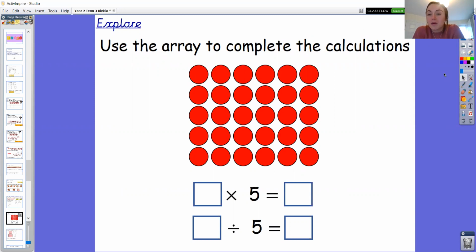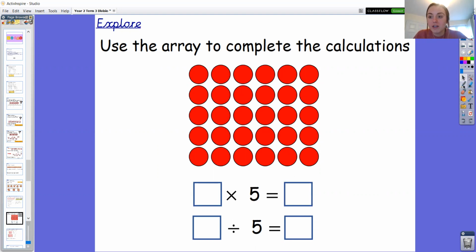It says, use the array to complete the calculations. So there are some missing numbers in these calculations. Blank times 5 equals blank. So we're thinking about how many lots of 5. We need to use this array to help us. And then we're going to be thinking about how multiplication helps us with our division, to solve blank divided by 5 equals blank. Okay, so let's have a look at this array. I'm going to look at the rows and the columns to see where I can find groups of 5. So please pause the video here and have a go at doing the same.